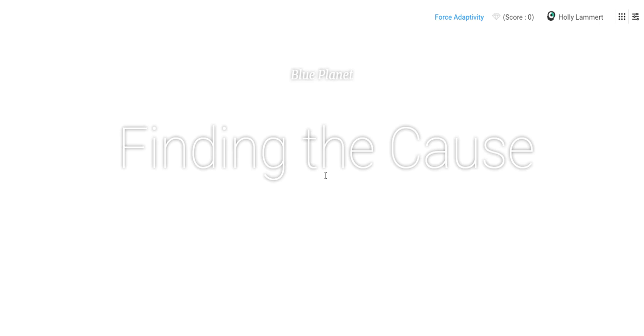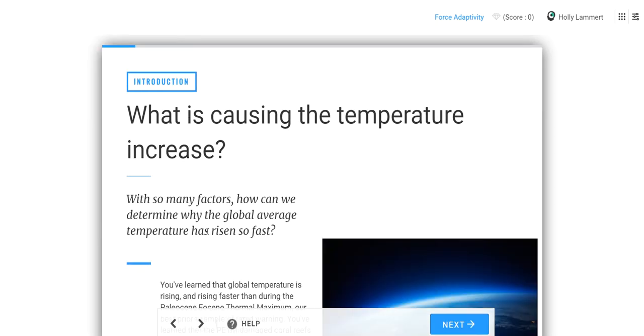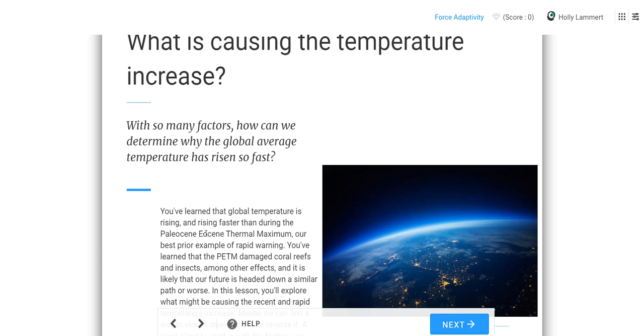and start our second lesson this week, finding the cause. We're going to figure out, based on the trends that we see, what could be the potential cause. So many factors, how can we determine why the global average temperature has risen so fast?